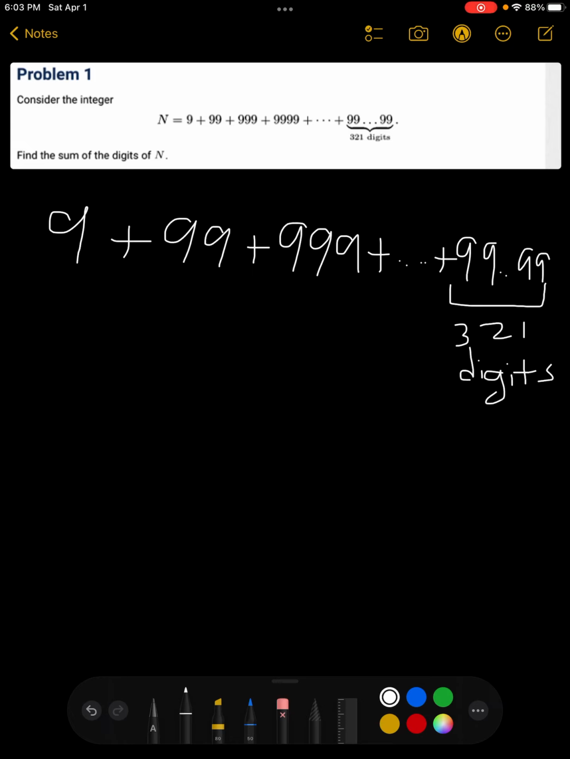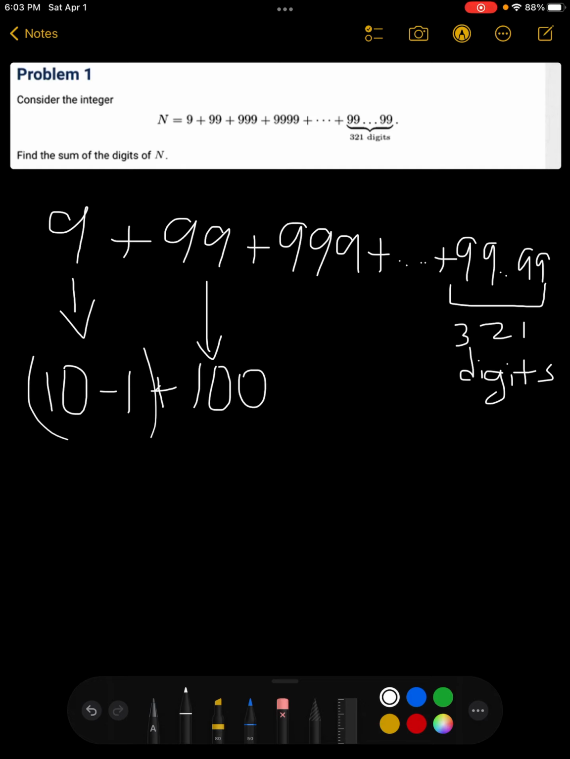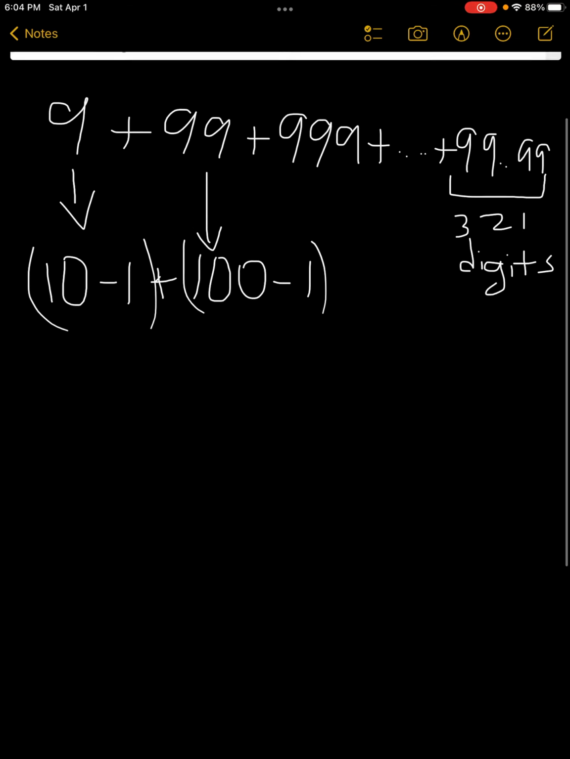So what's interesting about this problem right here is that for each integer in the sequence, you can write it as a power of 10 minus 1. So for 9, you can write it as 10 minus 1. 99 can be written as 100 minus 1. And so on, right?